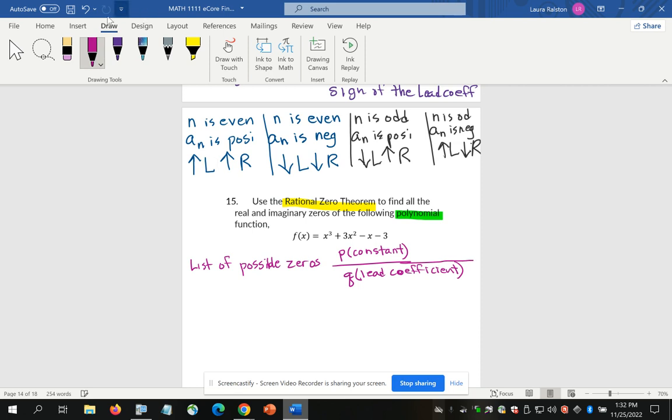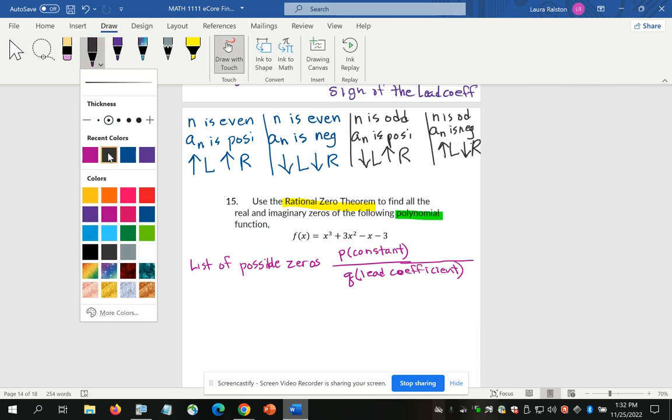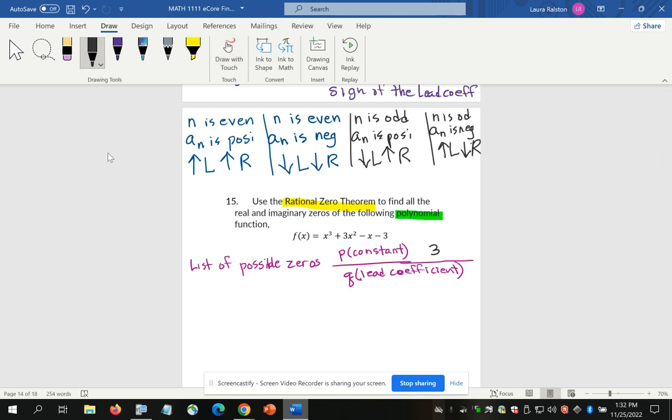So for this problem that we have here, my constant is 3 and the leading coefficient is 1. This would be your constant, and your leading coefficient is the number in front of the highest exponent. So if I think about all the numbers I can multiply together and get 3, it's going to be plus or minus 1 times plus or minus 3. And then for the denominator, I can have plus or minus 1. So my options are plus or minus 1, plus or minus 3. So I have 4 possible options.